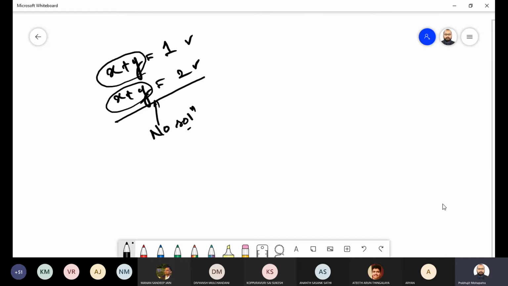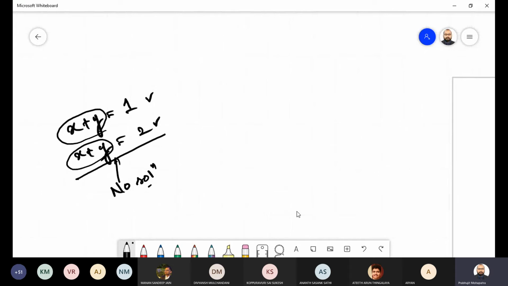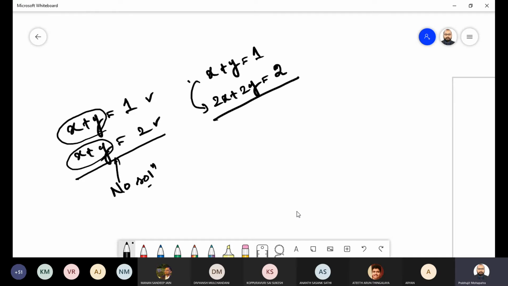Similarly, if I am writing x plus y equal to 2, and 2x plus 2y equal to 4. Are these two equations different? No, sir, they are exactly the same. So how many solutions are there here? You have infinite solutions. So actually you can delete the second one.